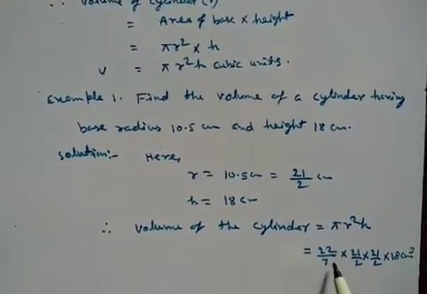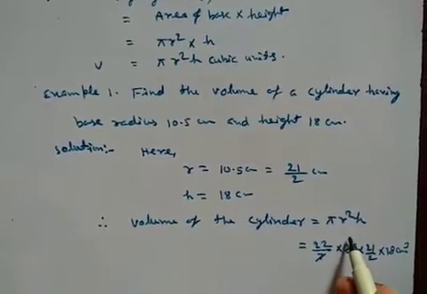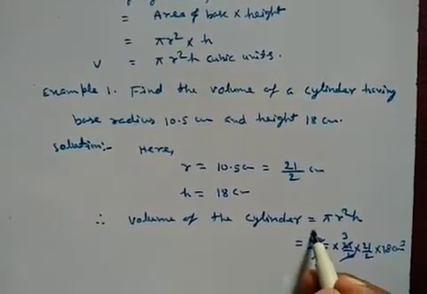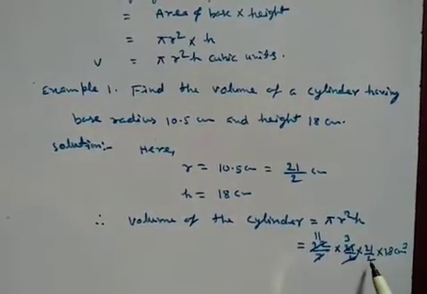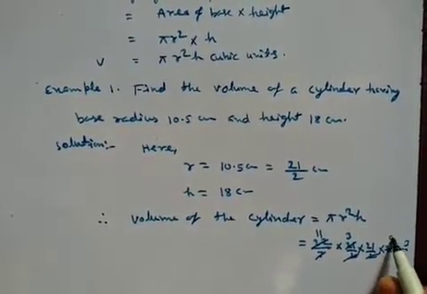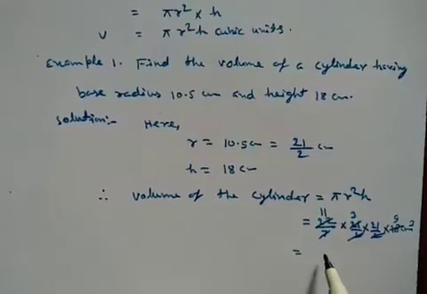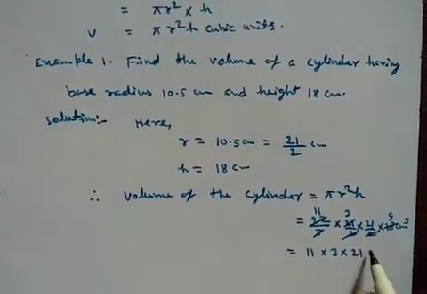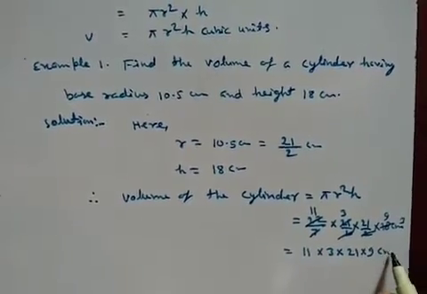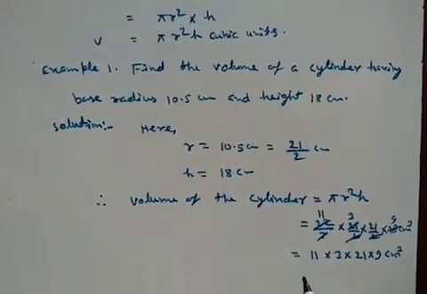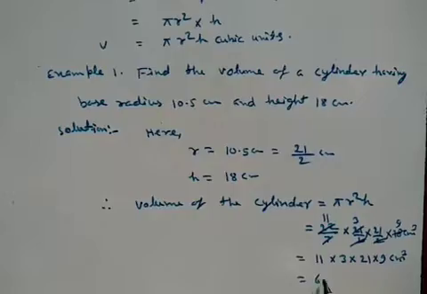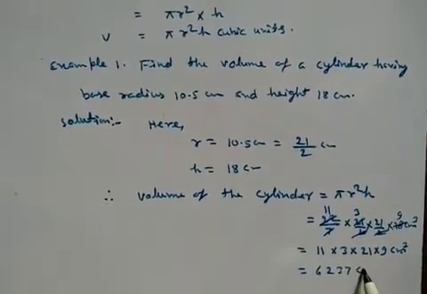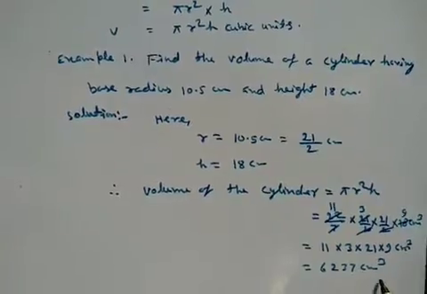centimeter cube. 7 3 are 21, 11 2 are 22, and 2 9 are 18, equal to 11 into 3 into 21 into 9 centimeter cube equal to 6237 centimeter cube. This is our answer.